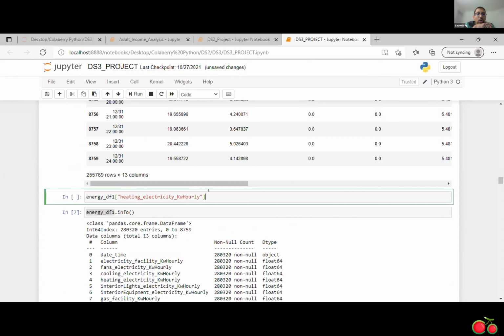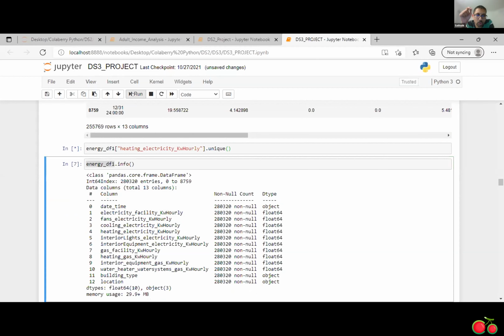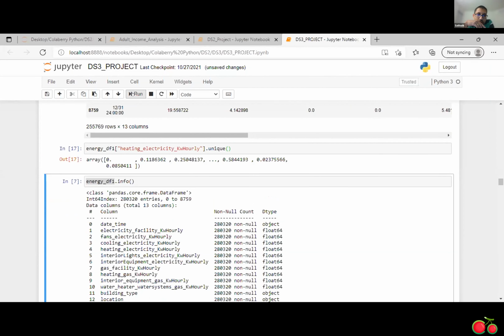Okay. Dot unique. And then parenthesis. Round brackets, parenthesis. This one? Not that, the other function call. Yeah, like the one in info. Yeah, that one. Okay. Just do control enter now. This will show you all the unique values that column will take. So there you see that these are all the unique values.